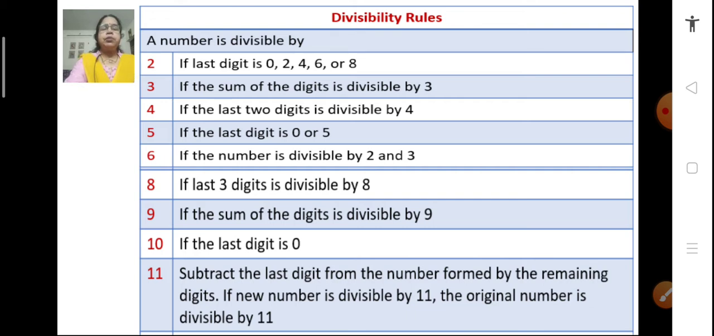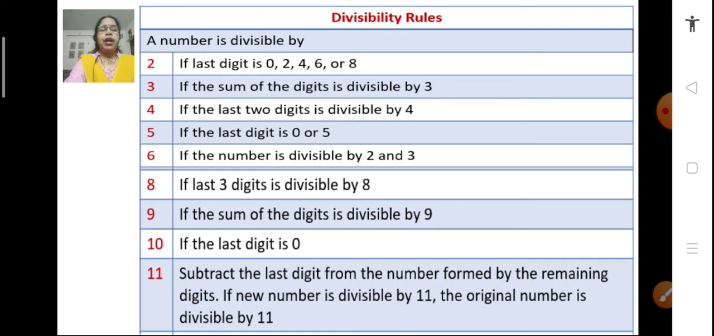And a number is divisible by 4 if the number formed by the last two digits is divisible by 4. And a number is divisible by 5 if the last digit is 0 or 5. A number is divisible by 6 if the number is divisible by both 2 and 3. A number is divisible by 8 if the number formed by the last 3 digits is divisible by 8. And a number is divisible by 9 if the sum of the digits is divisible by 9. A number is divisible by 10 if the last digit is 0.